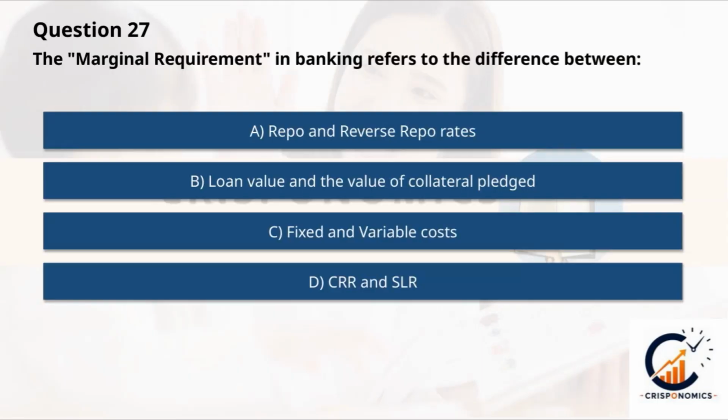Let's break down the concept of the marginal requirement in banking. It's essentially the difference between two key values, the loan value and the value of the collateral pledged. This margin protects lenders by ensuring the collateral covers potential losses. It's not about interest rates or cost types, but about managing risk through this buffer. Understanding this helps us see how banks safeguard their loans and maintain financial stability.